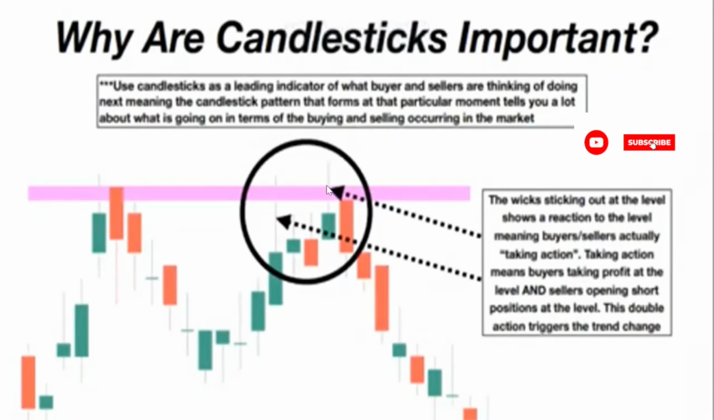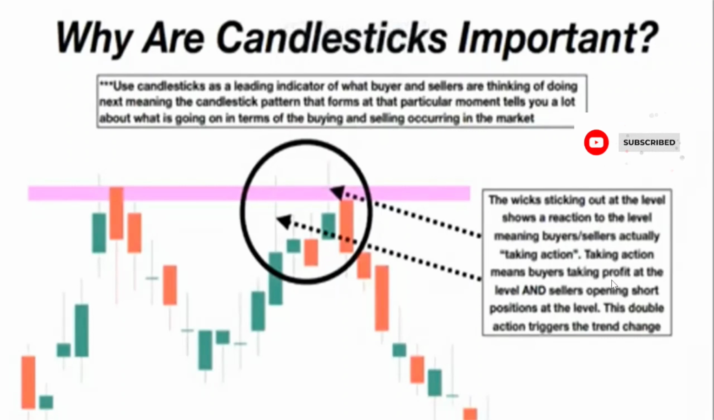And we also have here the wick, that is the wick sticking out at the level shown, the reaction to the level, meaning buyers and sellers actually taking actions over here. As I just said, buyers took it to this line, this level, and sellers also came down and brought it down to this level. So buyers and sellers are taking action.